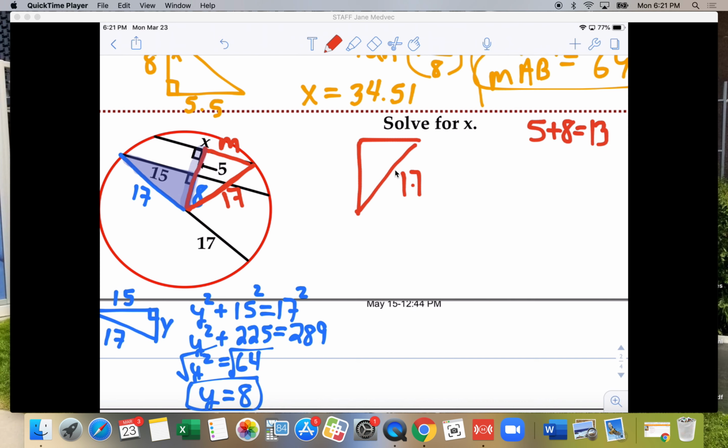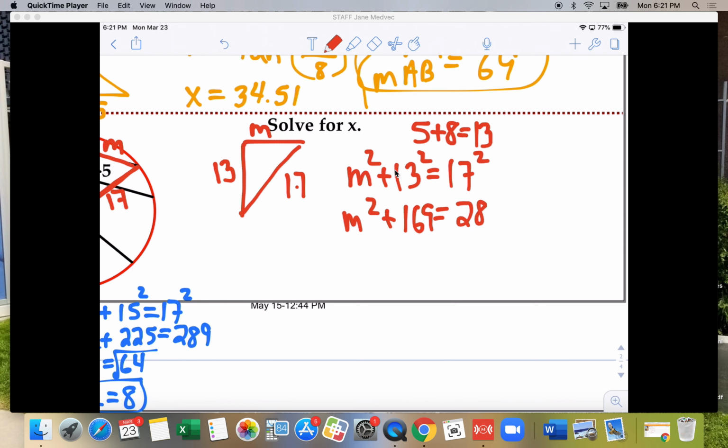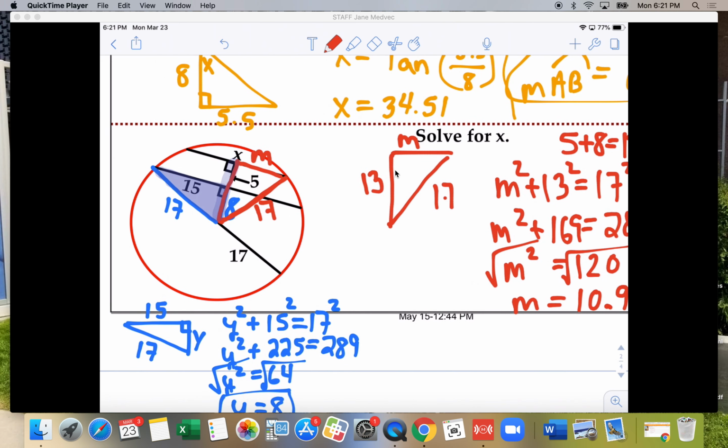Which gives me 13. So this is 13, and I'm going to call this M. So I got M squared plus 13 squared equals 17 squared. M squared plus 169 equals 289. M squared gives me 120. Square root it, and I get M equaling 10.95. So this M right here is 10.95.